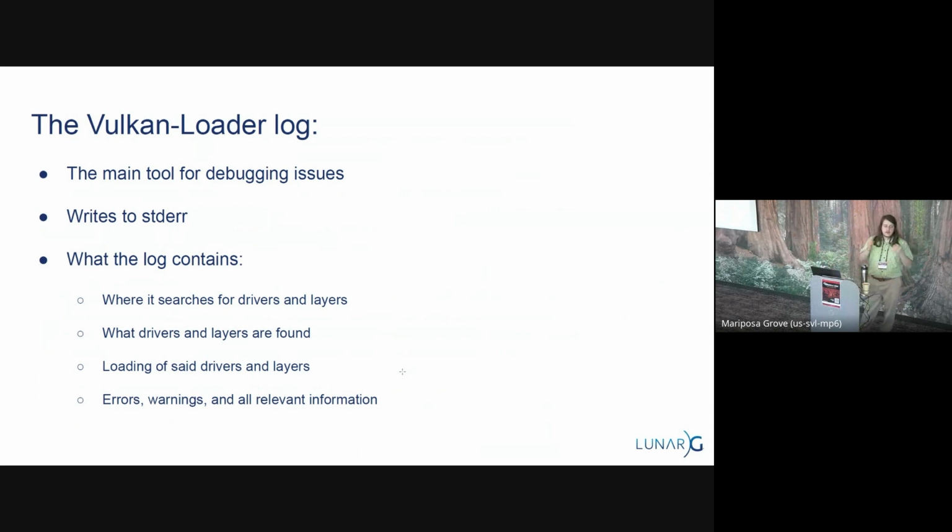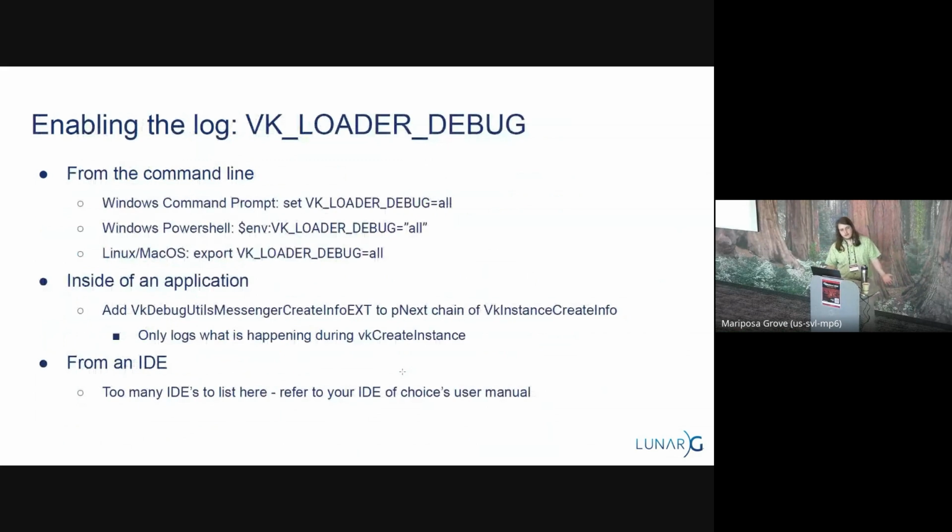By default, the log is written to std error, so it should always be there. And if you want to redirect that, know it's std error, not std out. The log contains lots of things you'd expect it to be in there, and some that you may not. Errors, warnings, info, where manifests are searched, what manifests are found, what things are loaded, what things failed to load, etc. So how do you enable the loader log?